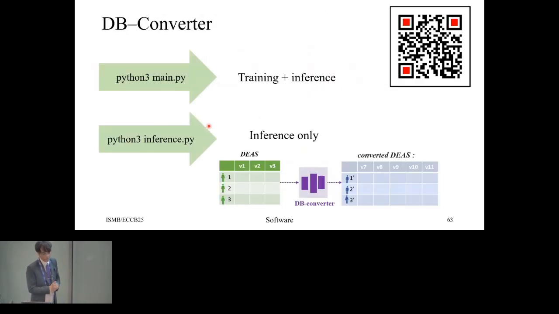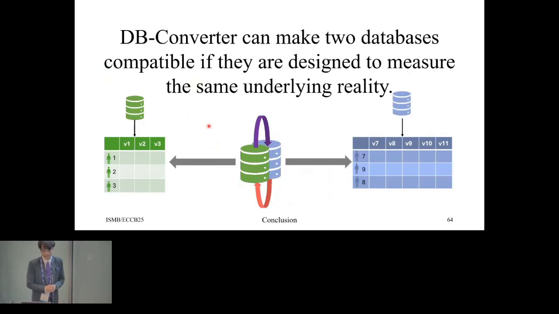And we have main.py, which, if you run it, runs the whole training and also the inference. Or if you already have a trained model, you can run inference.py and it will only do the inference. For the inference part, you give it the data in the test set, and it gives the converted versions of them. So DB converter can make two databases compatible if they're designed to measure the same underlying reality.